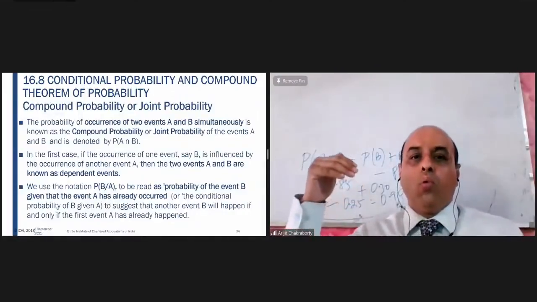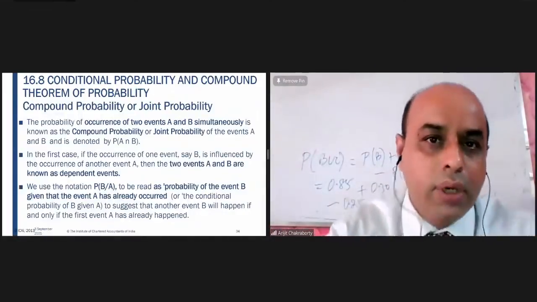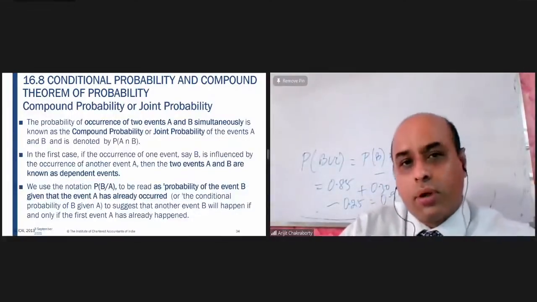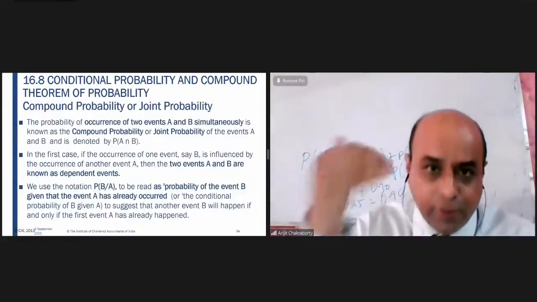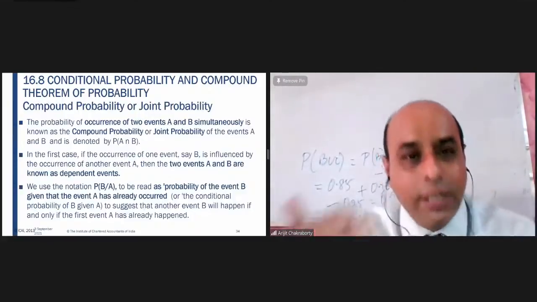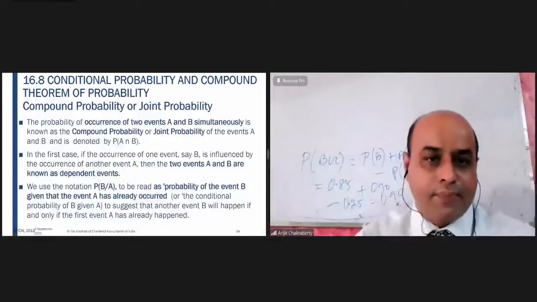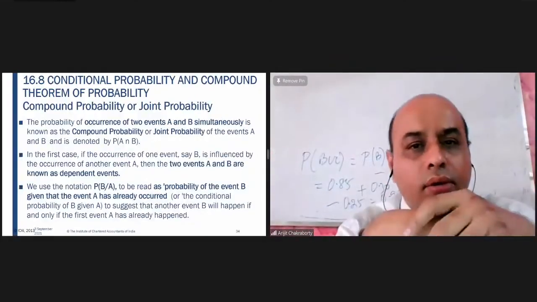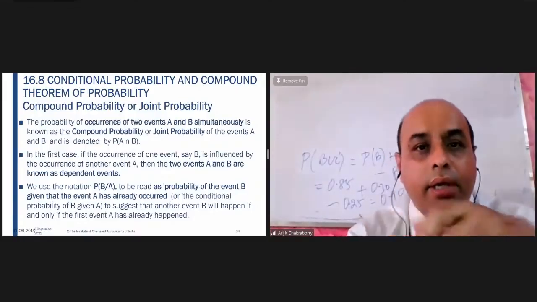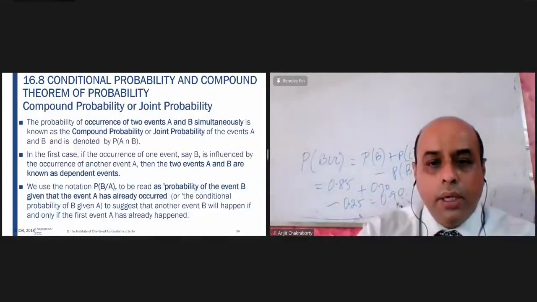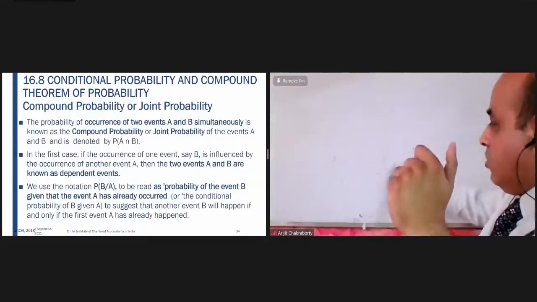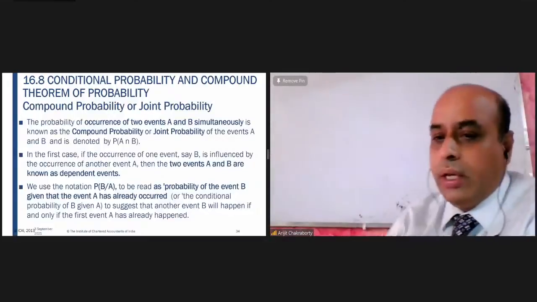If you pass an exam, you will get a cash reward. Say you are a topper, you get a reward. But here, the event of getting a reward depends on the event of passing the exam. So these you can call compound events, or they depend on each other. Okay, conditional.